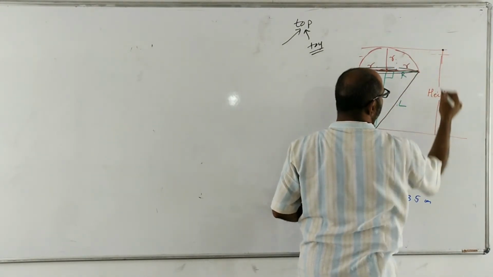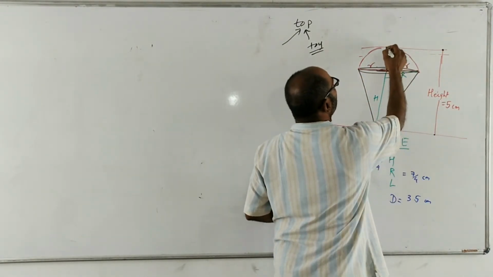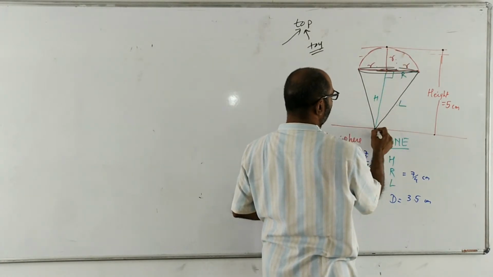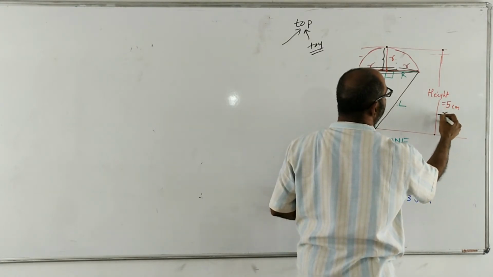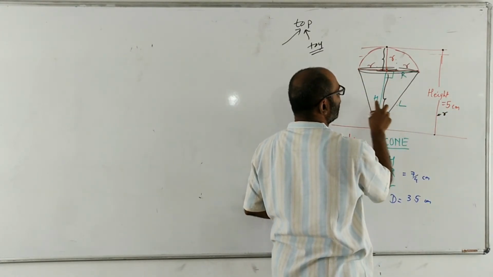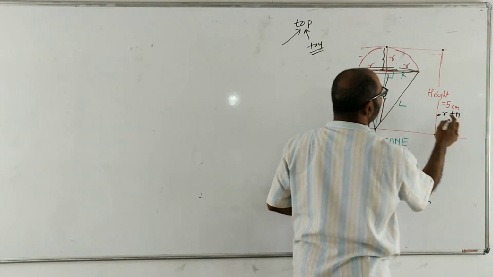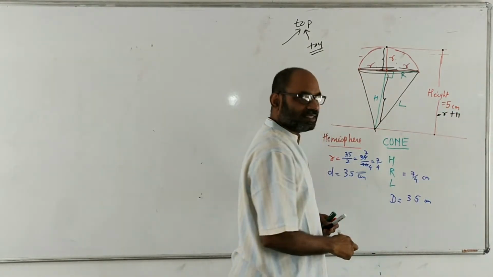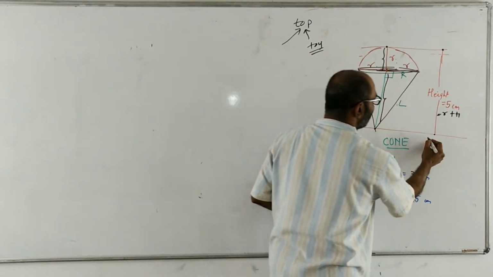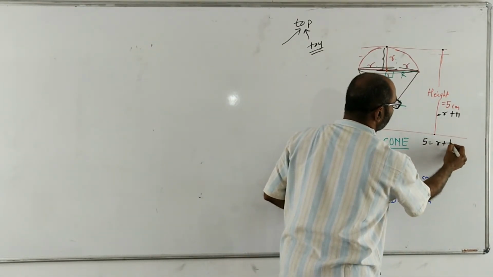From this point to this point, which is equivalent to this point to this point. But how much is this? Small r. And how much is this? Capital H. So total height phi is small r plus h. So I got one equation: 5 is equal to r plus h.